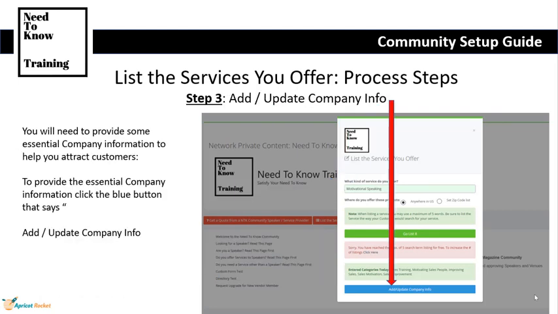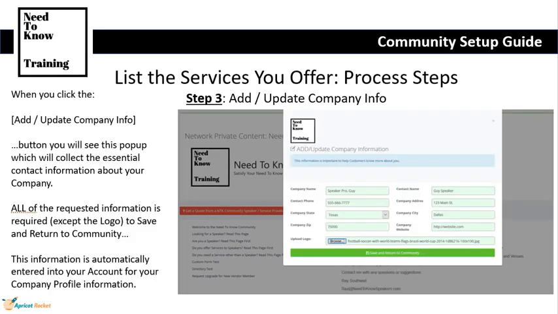Now, you also are going to want to update your company profile, and since this will be the first time that you've done this, you're actually adding your company profile to the system. So when you click on the blue Add Update Company Info, a screen that will look like this will pop up, and go ahead and fill in all of the information. All of the information is required to complete and save, except for the logo. You don't have to load the logo up this time, but you really should.